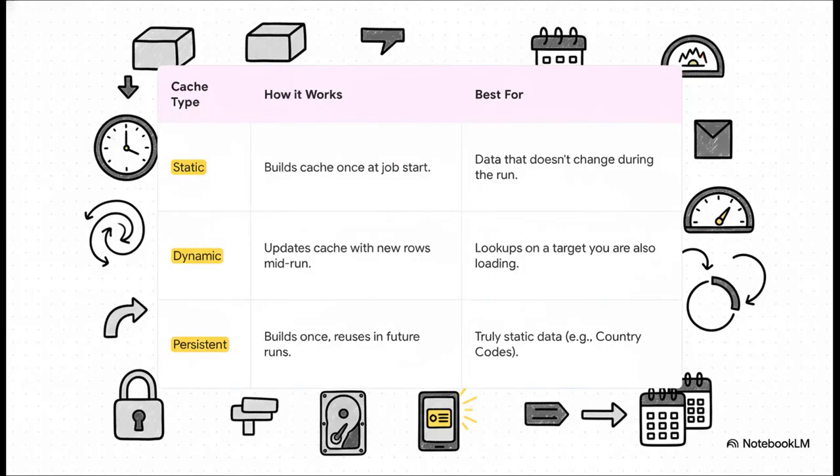And we've got 3 main flavors here. Static is your default. It builds the cache at the start of the job, and it's gone when the job ends. Dynamic cache actually updates the cache while the job is running, which is powerful, but it comes with a big performance hit. And then there's persistent cache, which is perfect for data that never ever changes, like a list of country codes. It saves the cache file so future jobs can reuse it instantly.